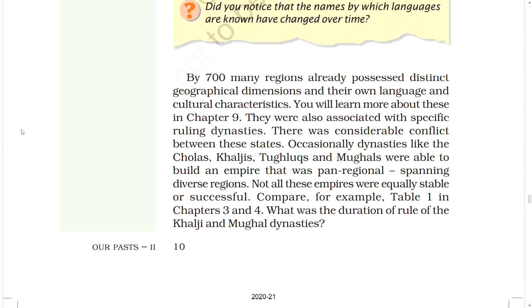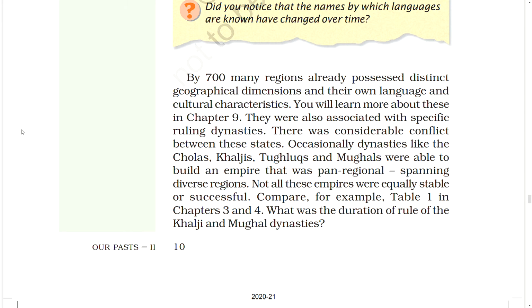By 700, many regions already possessed distinct geographical dimensions and their own language and cultural characteristics. You will learn more about this in chapter 9. They were also associated with specific ruling dynasties. There was considerable conflict between these states. Occasionally, dynasties like the Cholas, Khaljis, Tughlaqs, and Mughals were able to build an empire that was pan-regional, spanning diverse regions. Not all these empires were equally stable or successful.